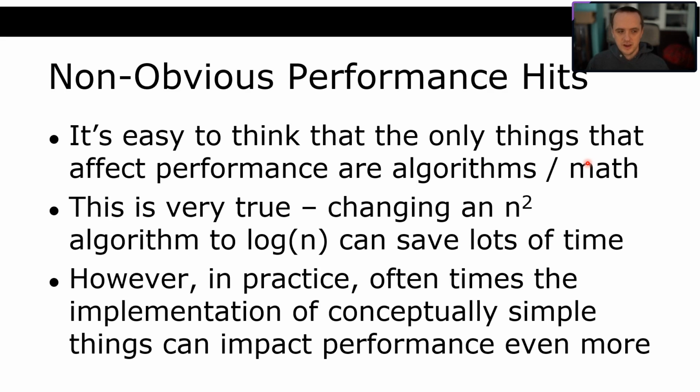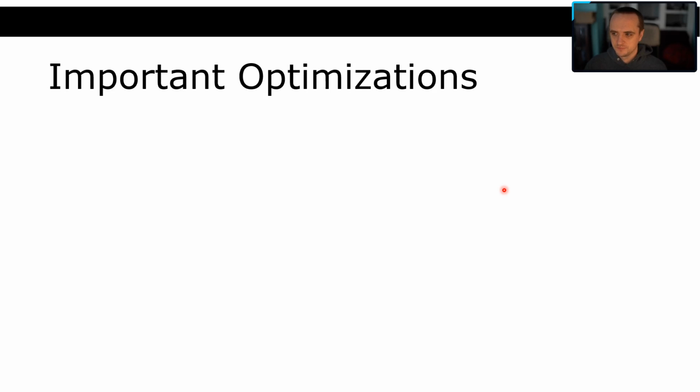However, in practice, if you have, say, small or medium size inputs, and you have a very slow implementation of a linear time algorithm versus a very fast implementation of an n squared algorithm, then your n squared algorithm may actually run faster in the program, okay? So there's a trade-off between theoretical performance and practical performance, and we'll see what we mean by that in this lecture.